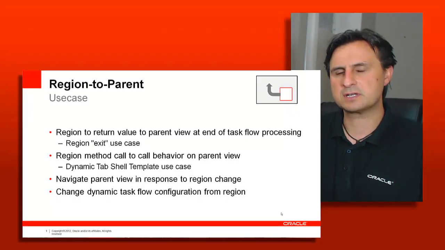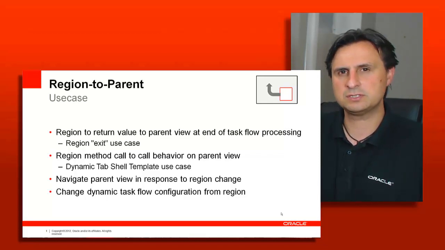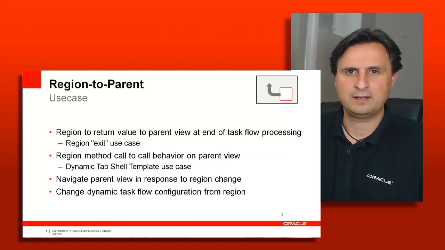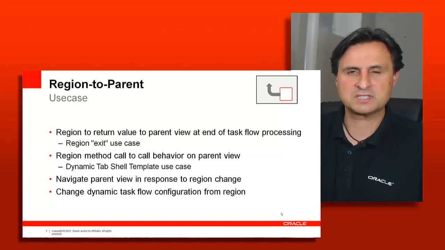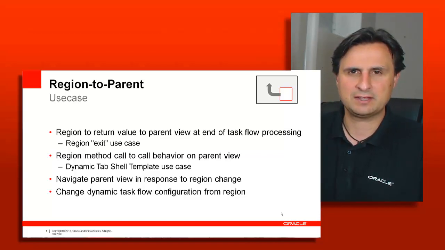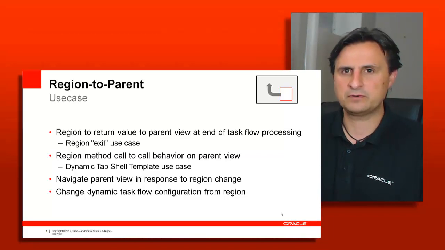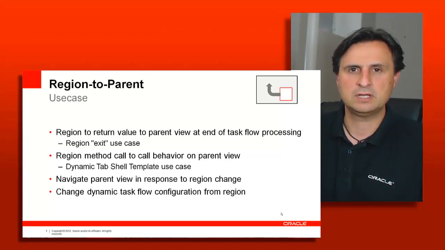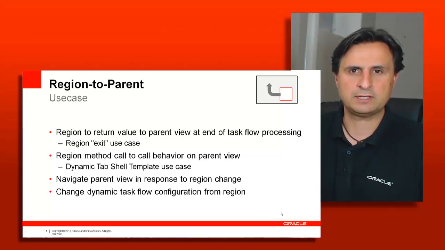Use cases requiring this kind of communication include returning values from a region to the parent view, or the invocation of functionality on the parent view. Think about the dynamic tab shell template, where from a region, from a tab, you might want to change the label of the tab to italic to indicate that there is a change of the data state within the region. Or you want to navigate the parent view. So if the parent view, for instance, is a browser page, you may want to navigate from a storefront or shopping page to a checkout page.